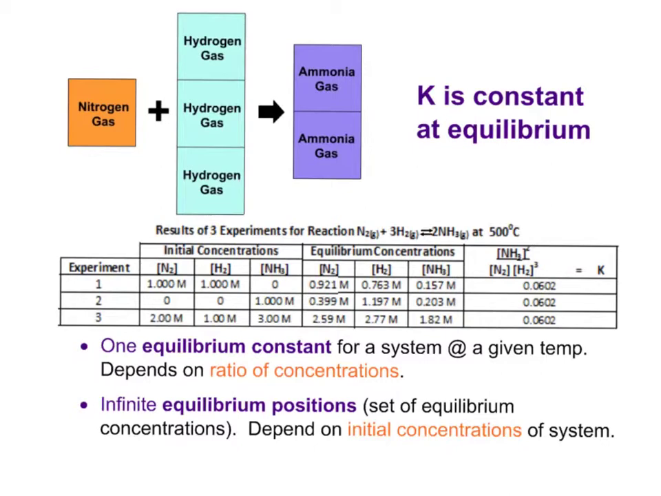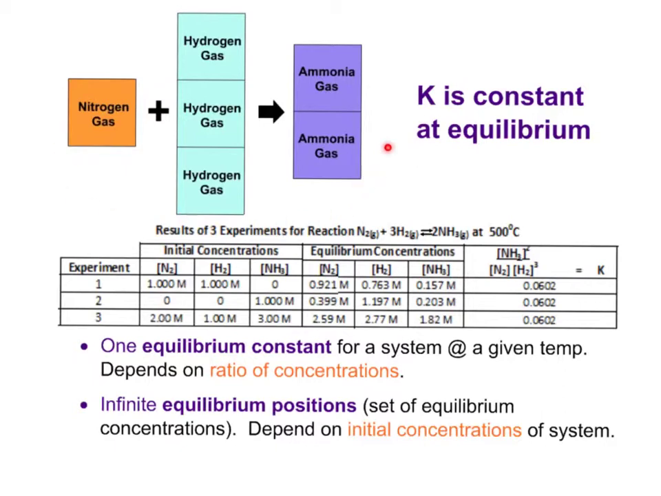So let's talk about what is the significance of the equilibrium constant. It's actually really, really neat because it's constant. It means K is always K when that particular system at that particular temperature is at equilibrium.